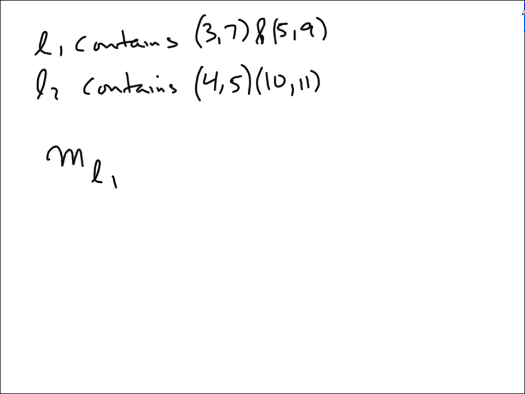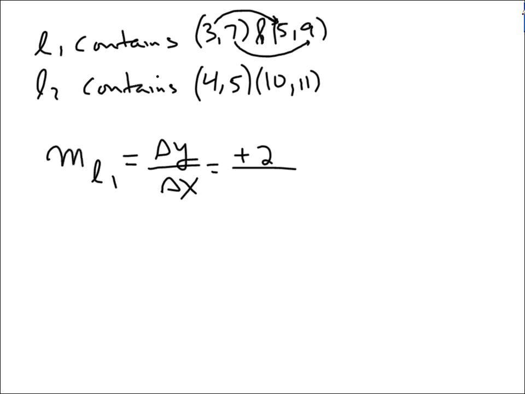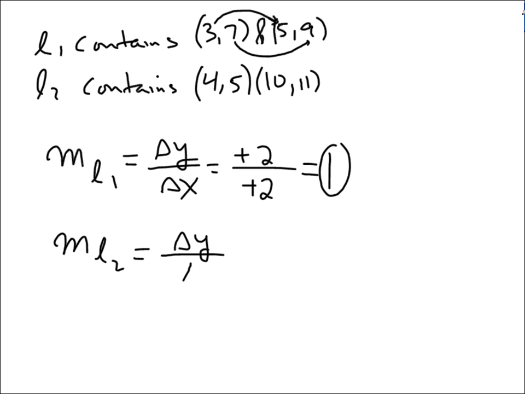We compute the slope of line 1. Remember the slope is the change in y over the change in x. Y goes from 7 to 9, it went up 2. And x goes from 3 to 5, went up 2. And 2 over 2 is 1. Okay, we have the slope of line 1. Just knowing what that slope is doesn't help us at all to know if the lines are parallel or perpendicular. We must have both slopes.